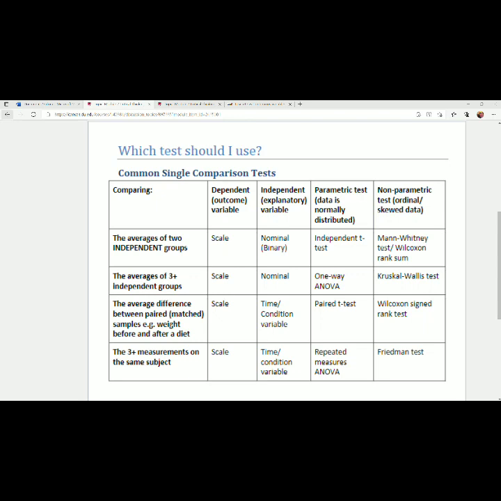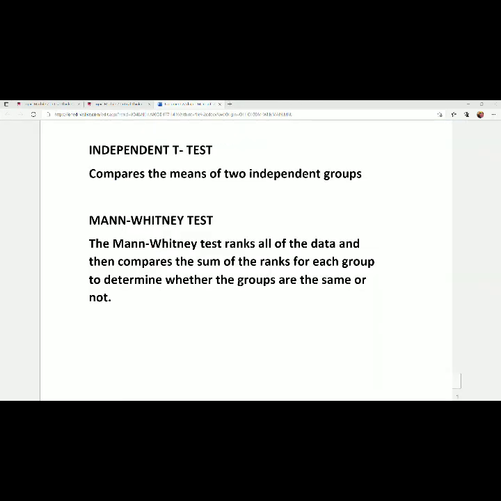Please refer to this table as I describe the common single comparison tests. One, comparing the average of two independent groups, and your dependent variable is scale and the independent variable is nominal. The parametric test that would be used would be the independent t-test, and the non-parametric test equivalent would be the Mann-Whitney test.